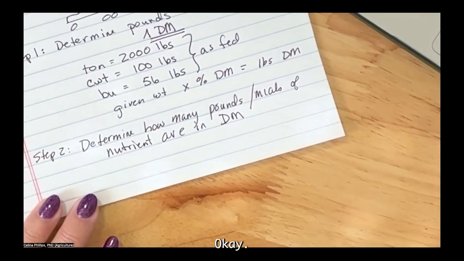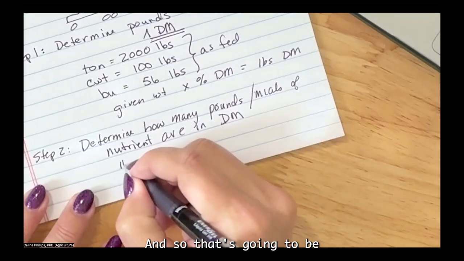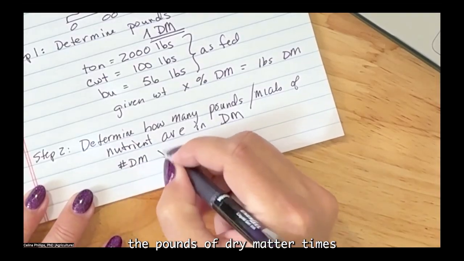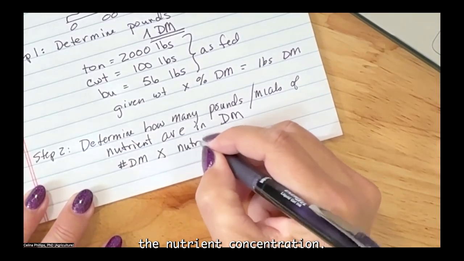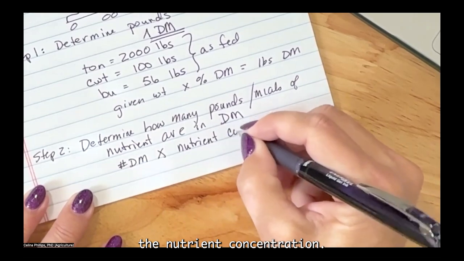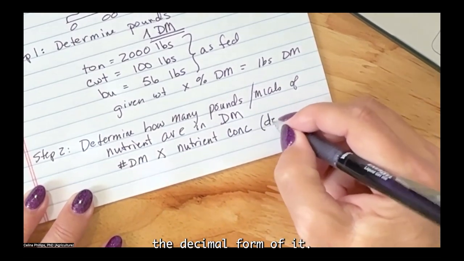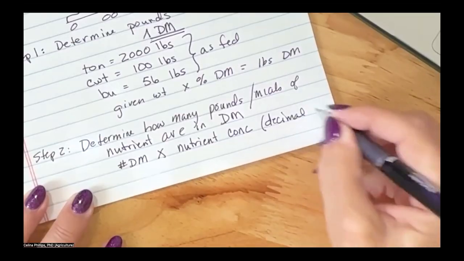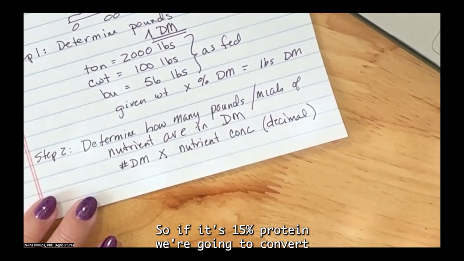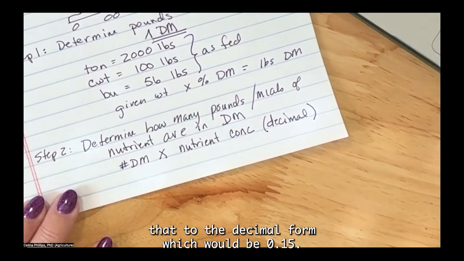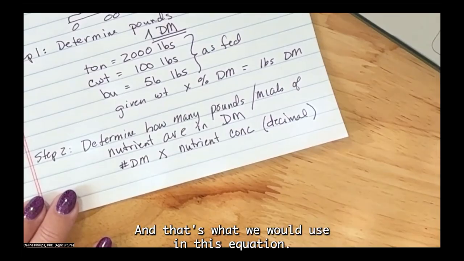Okay? And so that's going to be the pounds of dry matter times the nutrient concentration, and that's going to be the decimal form of it. So if it's 15% protein, we're going to convert that to the decimal form, which would be 0.15. And that's what we would use in this equation.